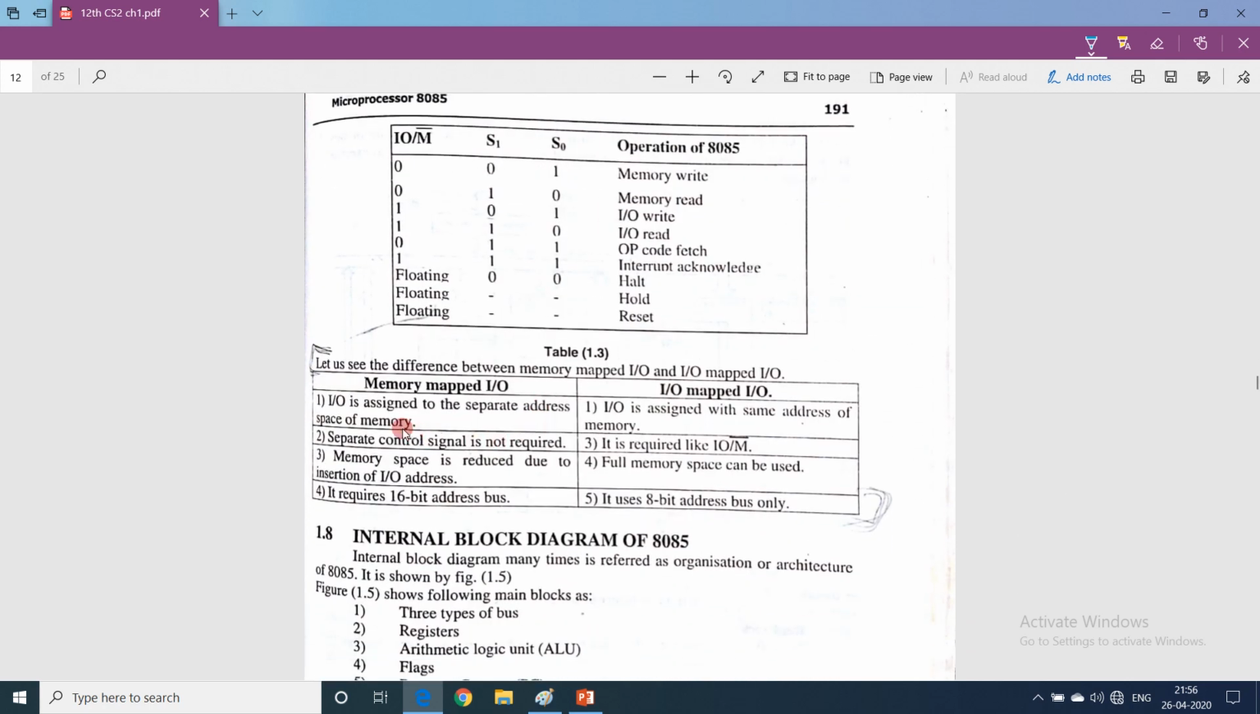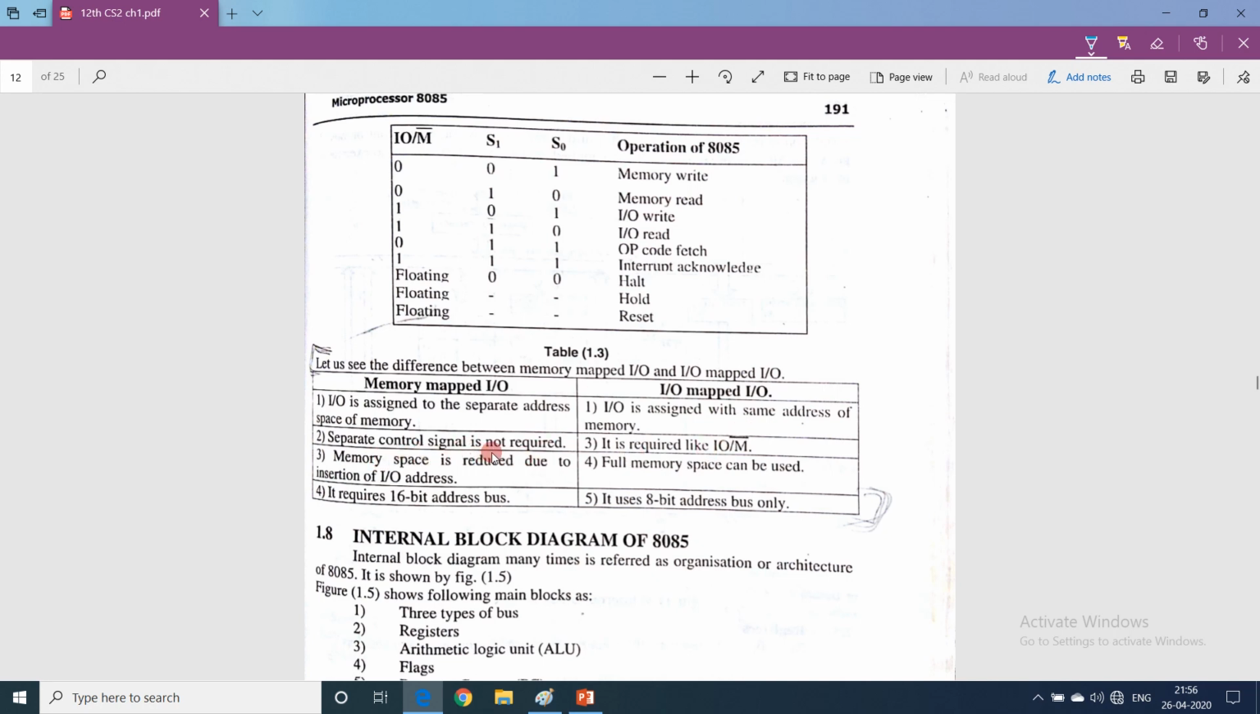Now the difference between the memory mapped IO method and the IO mapped IO method. What's the difference? In memory mapped IO, input output is assigned a separate address space of memory. Of course, because if one memory location is used for an input output device, it cannot be used to store data. So separate address space of memory is required. In IO mapped IO, that is not the case. Input output is assigned the same address of memory. That memory can be used to store data also, and it can be used to assign that address to an input and output device.